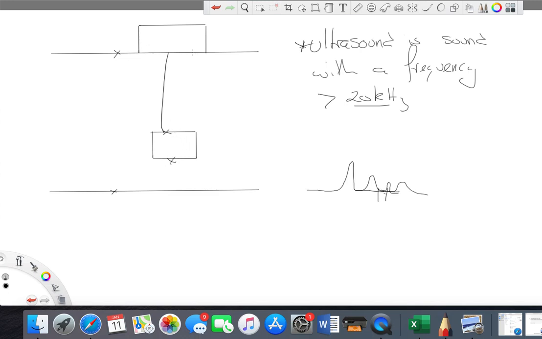So we can use ultrasound to find imperfections in solid objects like aircraft wings, like steel beams that we're making, cracks or air bubbles that you can't see but could possibly be critical to the functioning of that component.